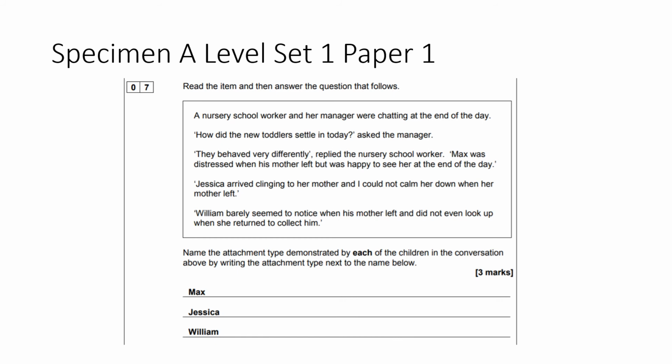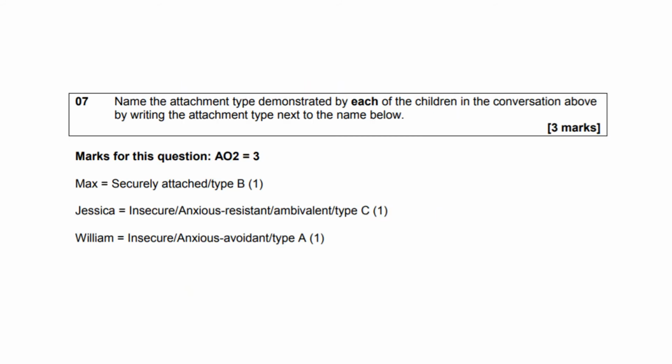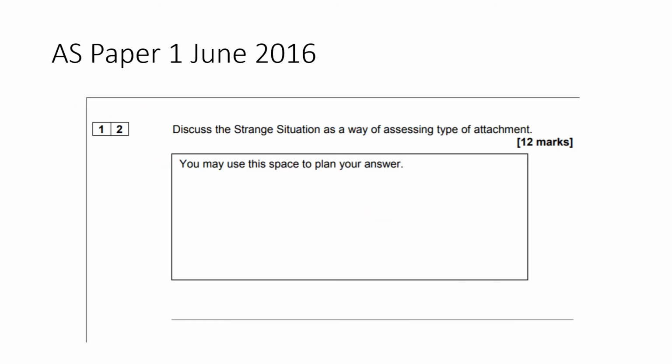So with this item you can label it, but I'm hoping you can see that Max has a secure attachment, William has an insecure avoidant, and Jessica has an insecure resistant. Okay, there's your mark scheme. You can even put it as type B, type C, type A, in terms of you don't have to actually say secure or insecure, resistant, insecure avoidant.